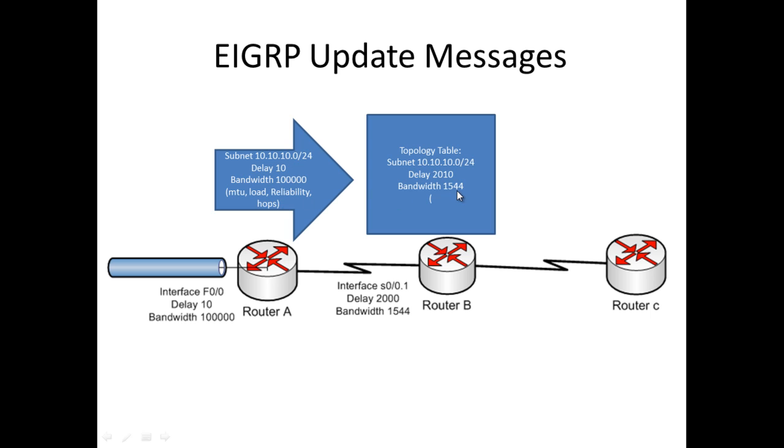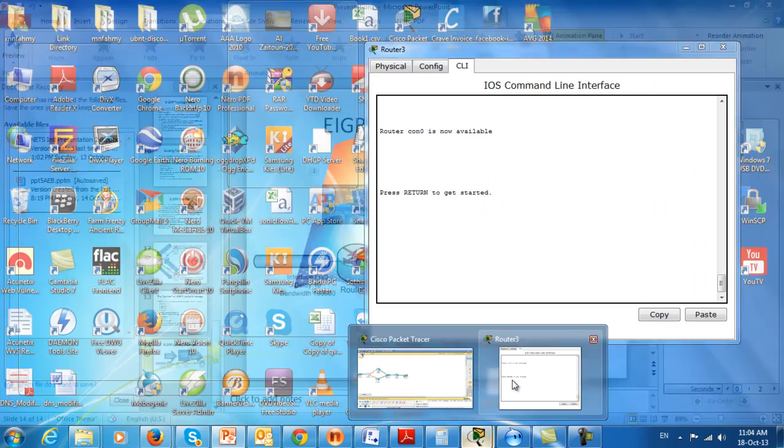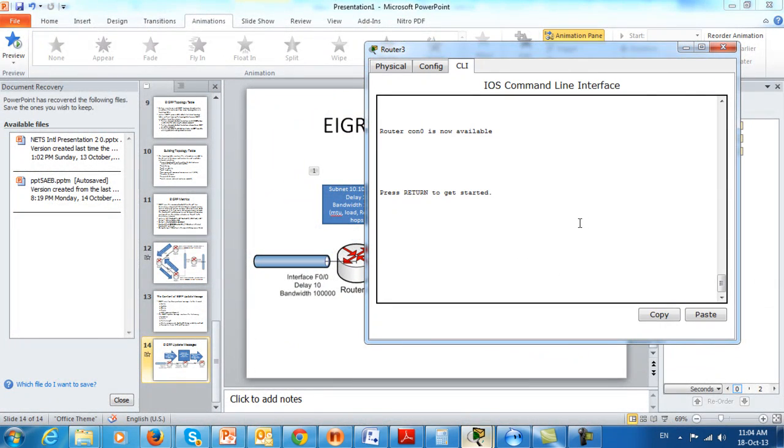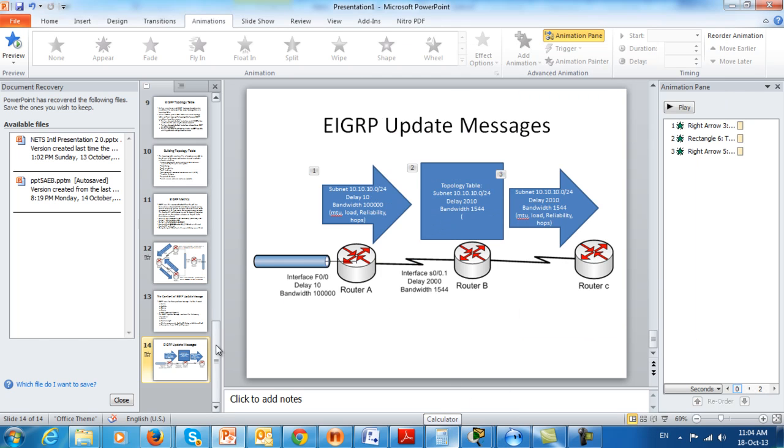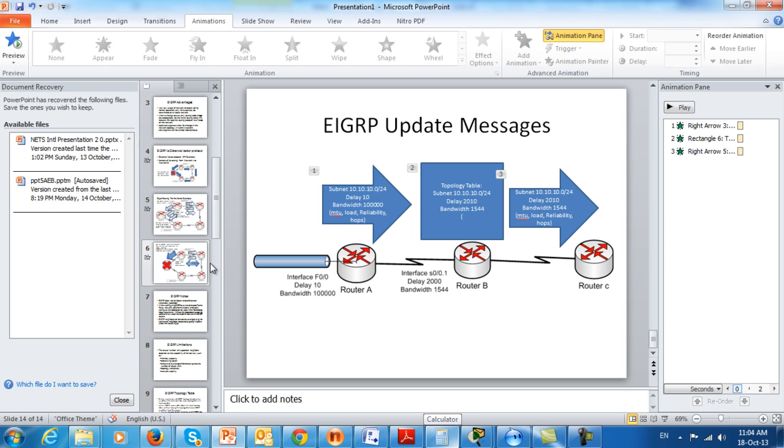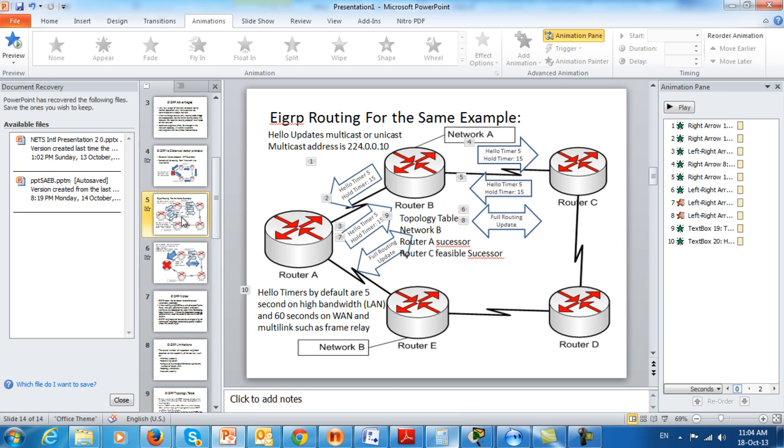Now I'm building the topology table. The topology table will include the subnet, the delay, the bandwidth, and also the other factors. After building the topology table, I send the update to router C. But I cannot send the update to router C without building my topology table. Now let's have a look at an example for the router topology table for the example that we said about the delay.